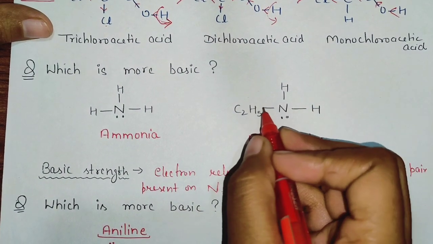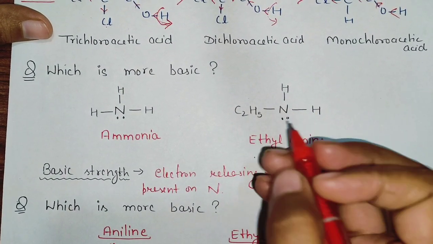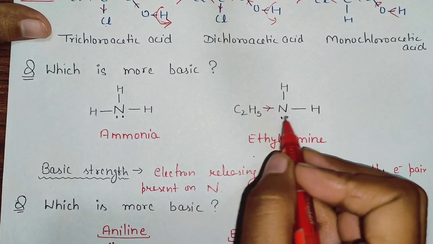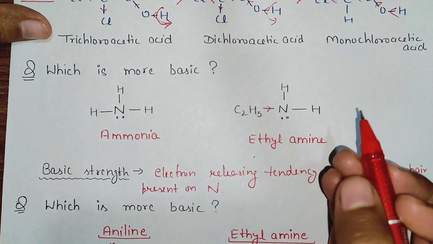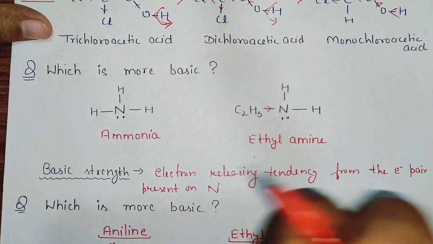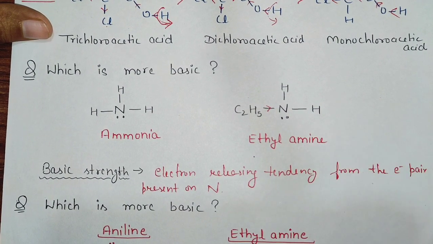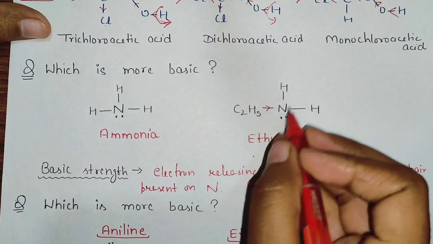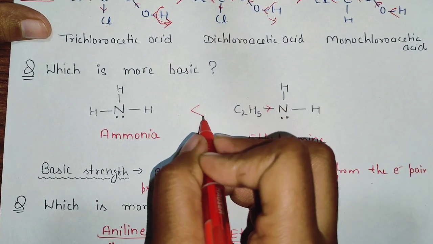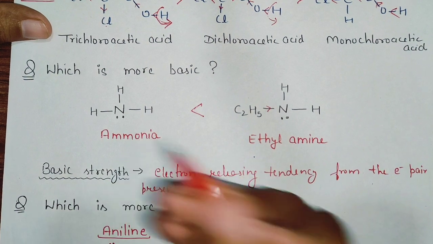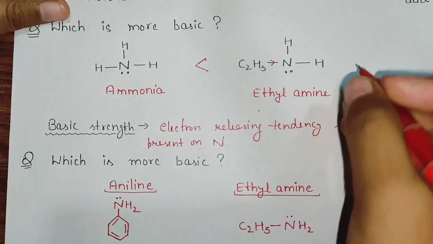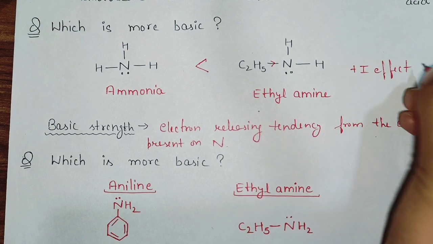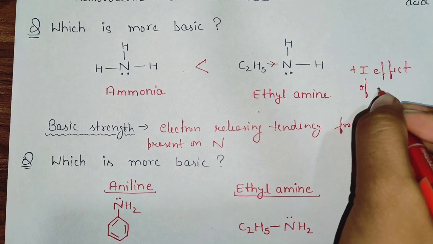So here the ethyl group is electron releasing in nature. It will release its electrons towards the nitrogen. Nitrogen will become electron rich and it will have more electron releasing tendency. It will donate its electrons very easily as compared to this. So this is more basic. Ethylamine is more basic than ammonia due to the plus I effect of the ethyl group.